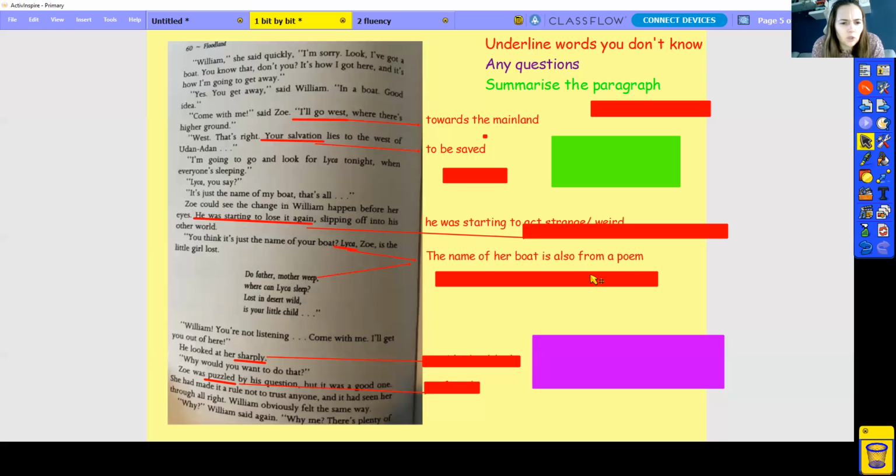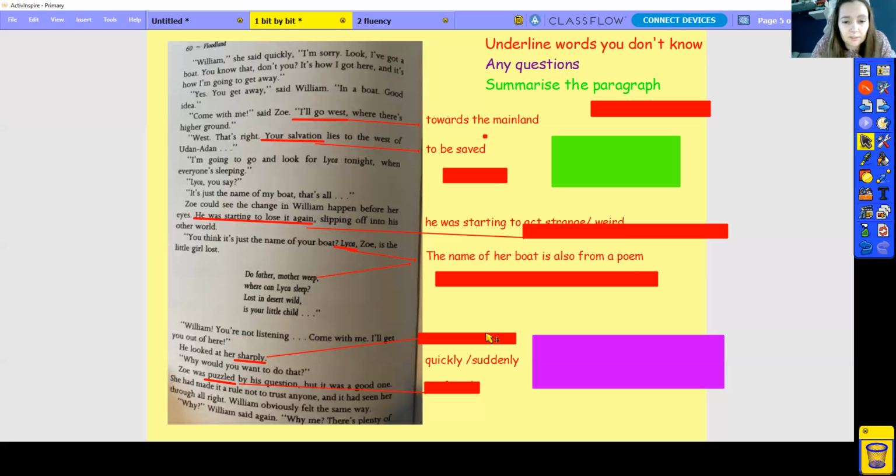William, you're not listening. Come with me. I'll get you out of here. He looked at her sharply. Now, sharp is an interesting word there, because when you hear the word sharp, you think it means pointy, and that's not what this means. When he looks at her sharply, he looks at her really quickly or suddenly. So it's a sharp look because he's turning around to look at her very sharply, okay? And then he says, why would you want to do that? So she's saying, come with me, and he's saying, why would you want to take me with you?